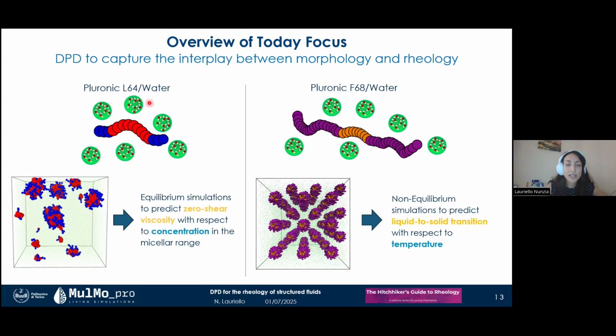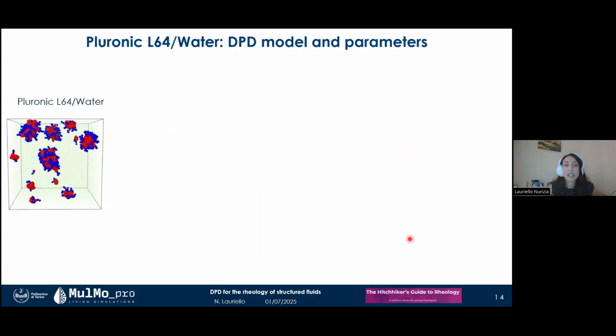In the first case, we studied the evolution of microstructures and zero shear viscosity with respect to concentration in the micellar range. In the second case, we studied the evolution of microstructures and rheological properties at fixed concentration, but with respect to temperature. Let's start from the first application, and in particular let's start from the DPD model of the binary mixture of L64 in water.